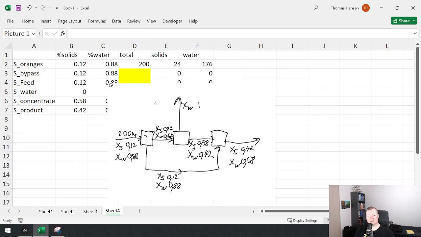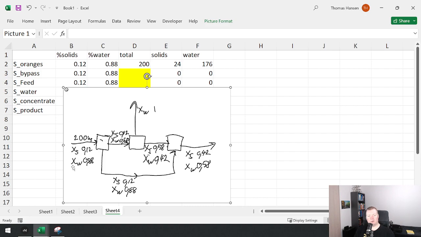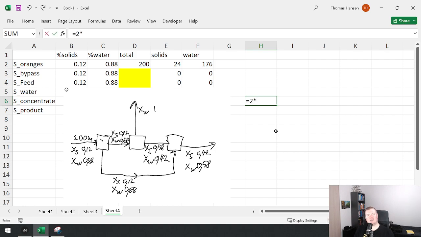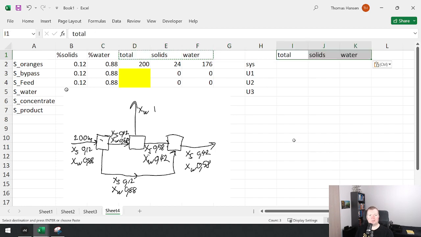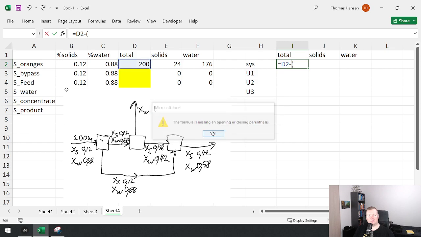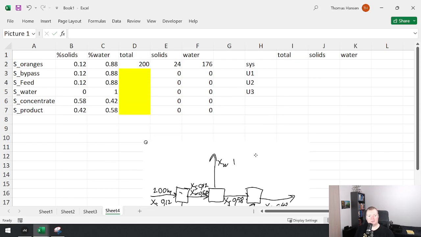How many equations can I set up? Well, I have 2 components and I have 1, 2, 3 unit operations. So I would normally expect 2 times 3 independent equations. Let's see how that turns out. So again, system, unit 1, unit 2, unit 3, and I want my totals, solids and water. I'm going to look at my system. What comes in is the fresh oranges. What goes out? Well, that would be, oh no, I have to remove the picture a bit. Yeah. There we go.